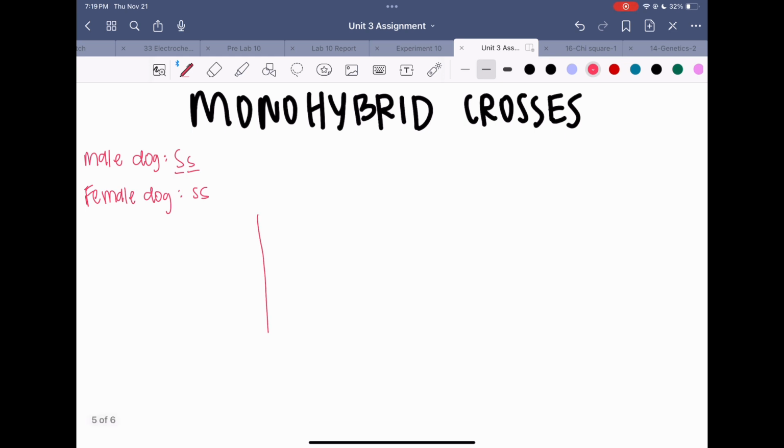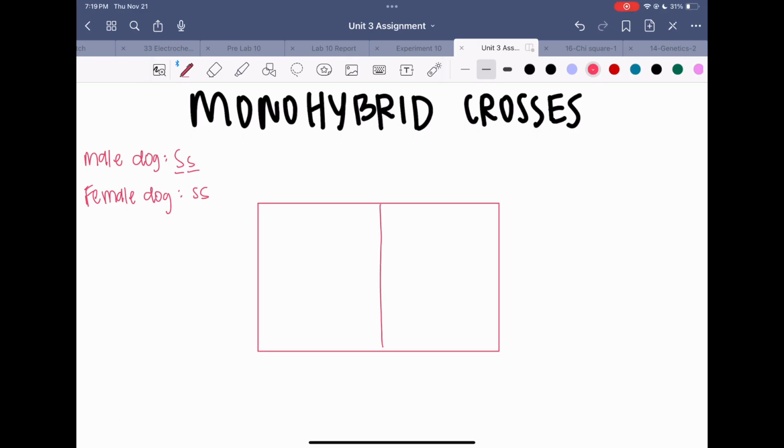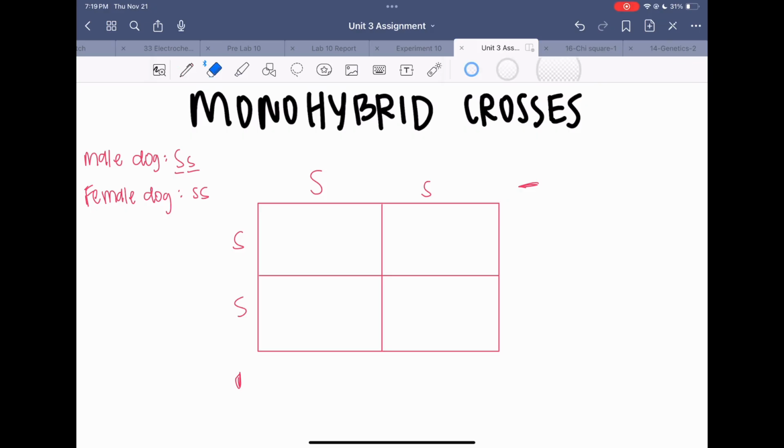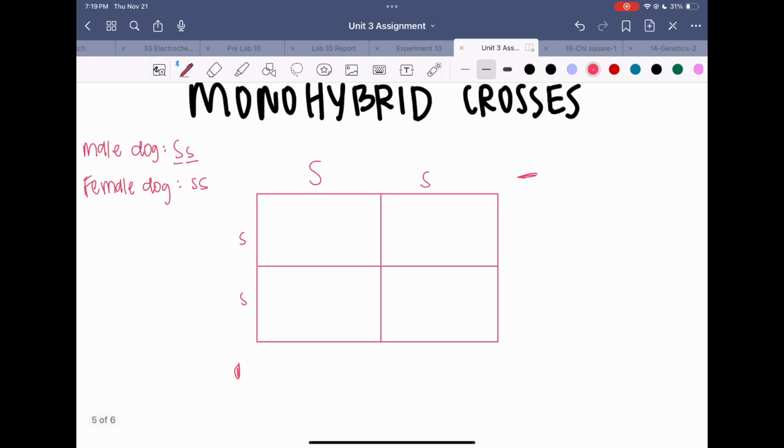So how we would cross this, this is the way I like to do it. I just like to make a square. So for monohybrid, we're just going to have these 4 squares, and we're going to put the dad up top. It doesn't actually matter if the mom is up here or the dad is up here, as long as you have the correct alleles, then it'll work out. So I guess this is kind of a bad example with the S's, but I'll try to make these look smaller.